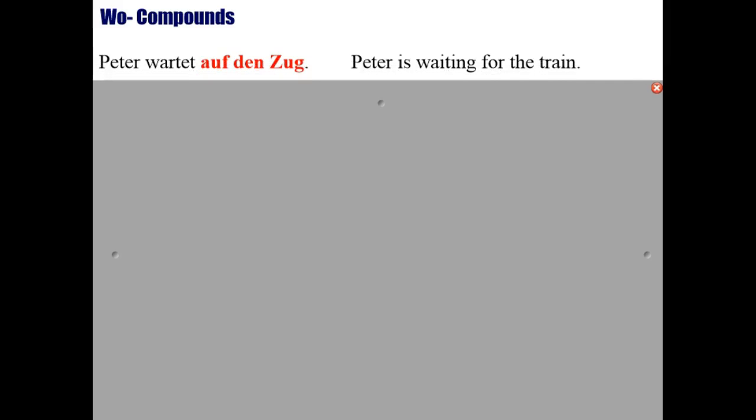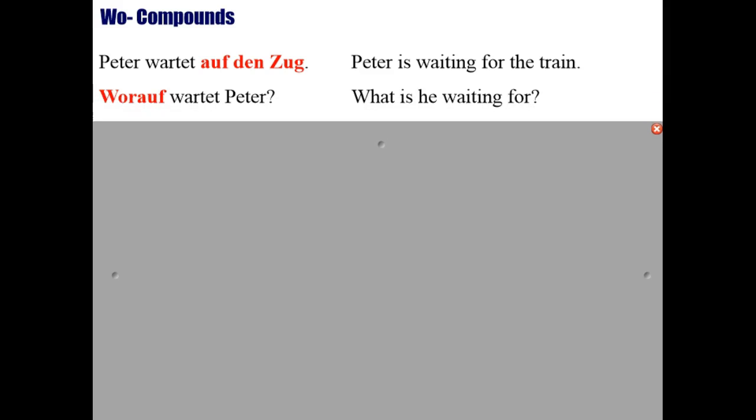Peter wartet auf den Zug. Peter is waiting for the train. If I wanted to ask the question, what is Peter waiting for? In German, we do not use the typical question word was. We would use a Wo compound. Worauf wartet Peter? What is he waiting for, or what is Peter waiting for?